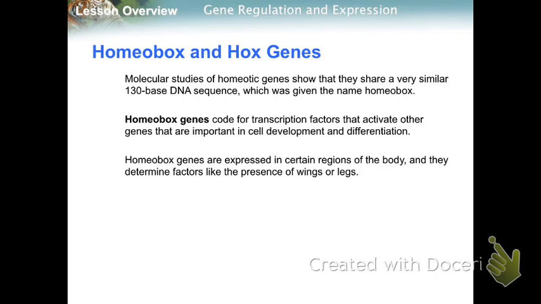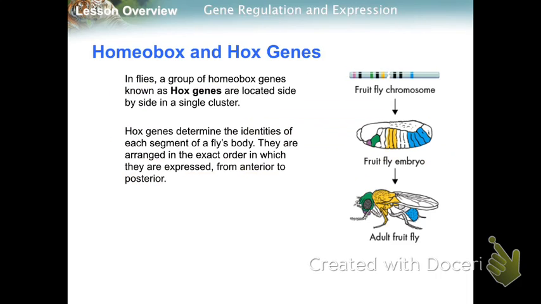Homeotic genes share a very similar 130 base DNA sequence, which is called a homeobox. These genes code for transcription factors that activate other genes that are important in development and differentiation. They're expressed in certain regions of the body, and they determine factors like the presence of wings or legs.